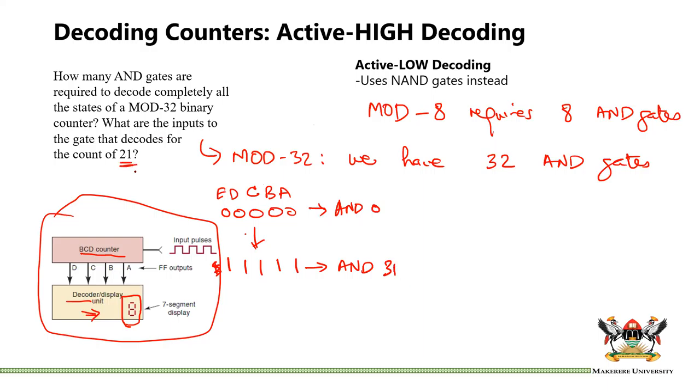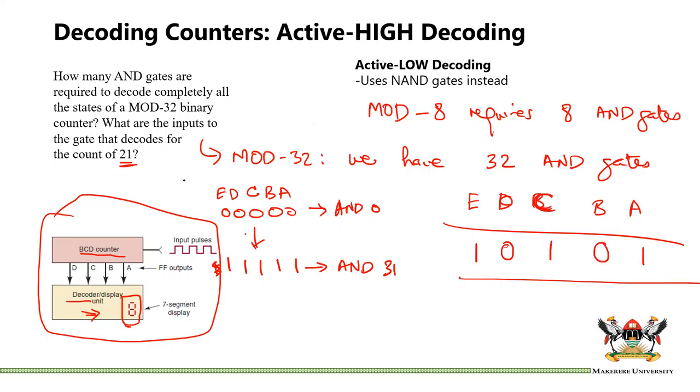So for 21, I don't know, what is 21? So 21, you have E, D, C, B, A, and we have, I think this is a 1, and this is a 0 because we have 16 plus 4. I think this is a 1, and that is a 0, and that is a 1. Okay, so this is decimal 21. You have 16 plus 4 plus 1. So, for you to decode 21, you need to create an AND gate, and you feed it with E, you feed it with C, you feed it with A, and B should be fed with a 0, and also D should be fed with a 0.